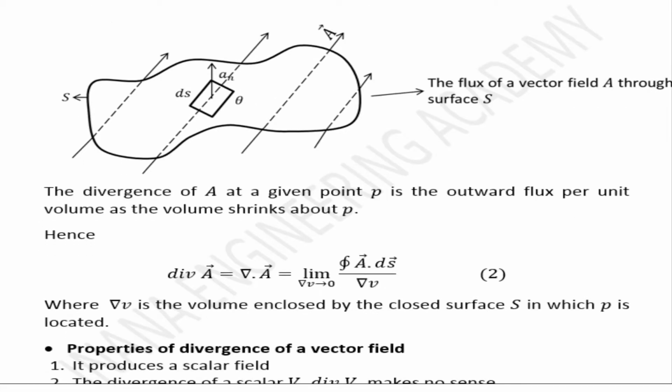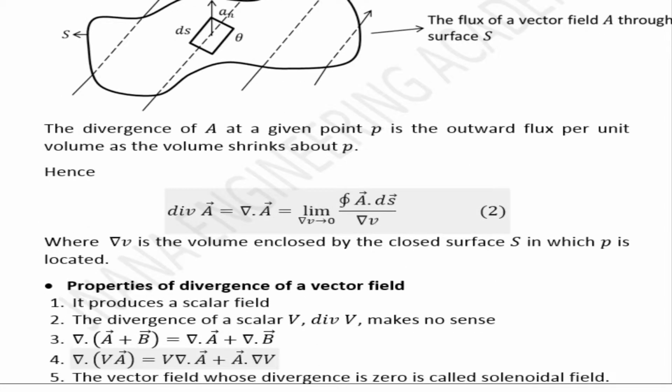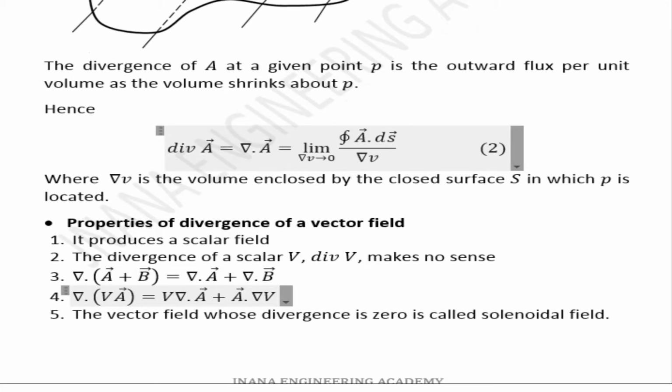Now we move on to the properties of divergence of a vector field. What are the properties of divergence of a vector field? The divergence of a vector field produces a scalar field. For a scalar field, divergence has no sense. We define divergence only for a vector field, and it produces a scalar field. That is the first property. And the second property: the divergence of a scalar V, that is divergence V, makes no sense.